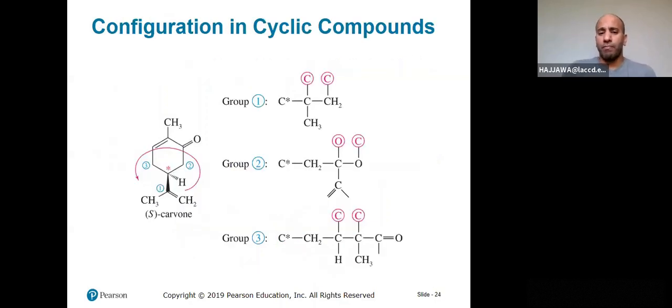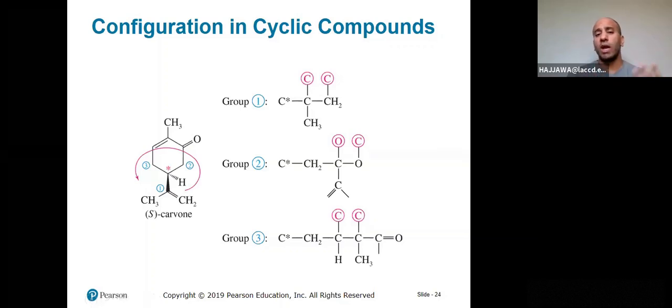Let's look at this compound. What do we have? We have a chiral center right there with 4 different groups of atoms. So we have a hydrogen, we have an isopropene, and you have basically 2 CH2s. But these 2 CH2s are not the same. You have a CH2 attached to a carbonyl, you have a CH2 attached to an alkene. So that makes carbon number 2 and carbon number 3 not the same.